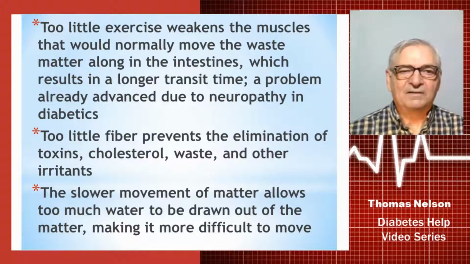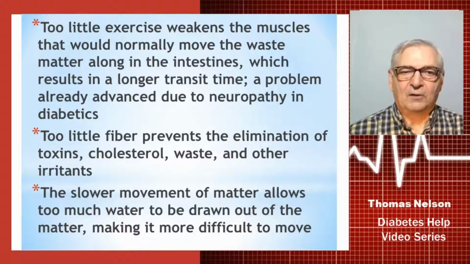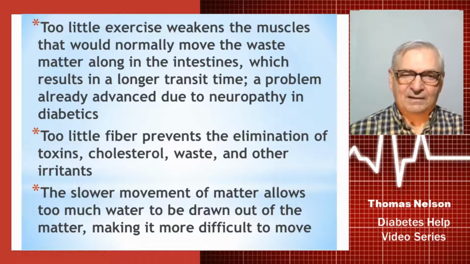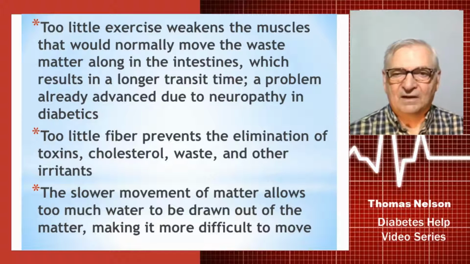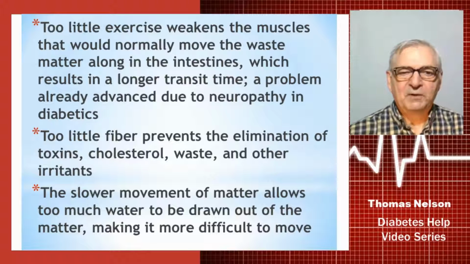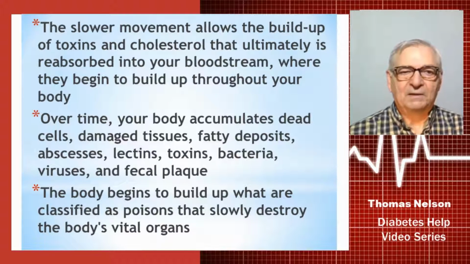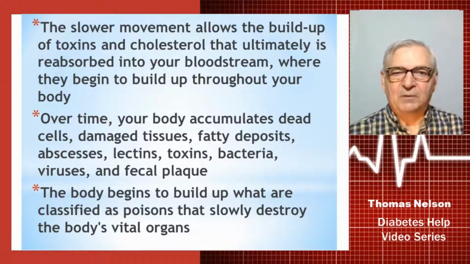Too little exercise weakens the muscles that normally would move the waste matter along in your intestines, which results in a longer transit time, a problem already advanced due to neuropathy in some diabetics. Too little fiber prevents the elimination of toxins, cholesterol, waste, and other irritants, as we discussed in previous videos. The slower movement of matter through your intestines allows too much water to be drawn out of that matter, making it more difficult to move, and it'll lead to constipation. That slower movement allows a buildup of toxins and cholesterol that ultimately is going to be reabsorbed back into your bloodstream, where they begin again to build up throughout your body.